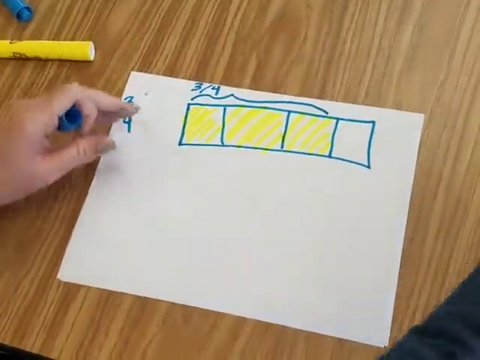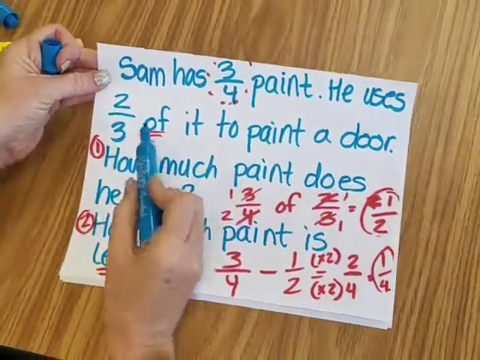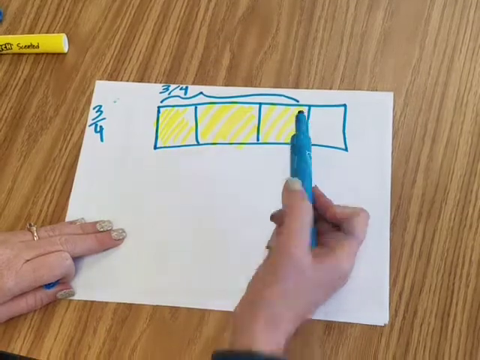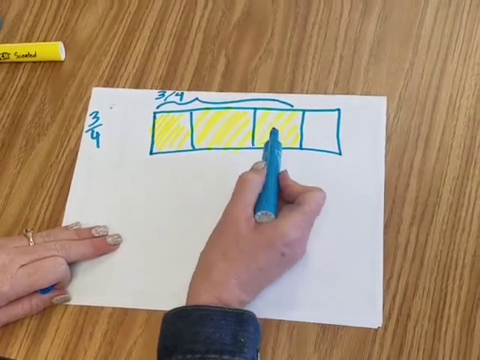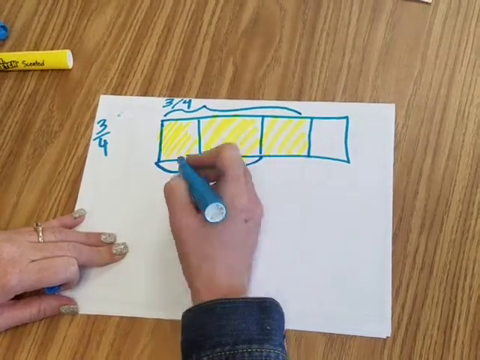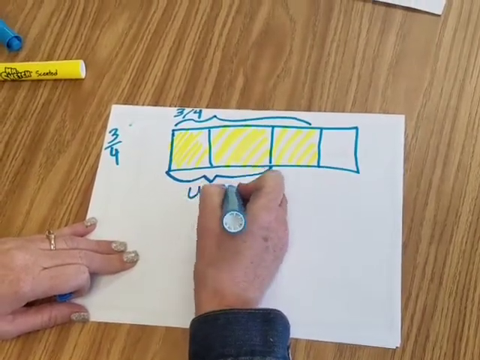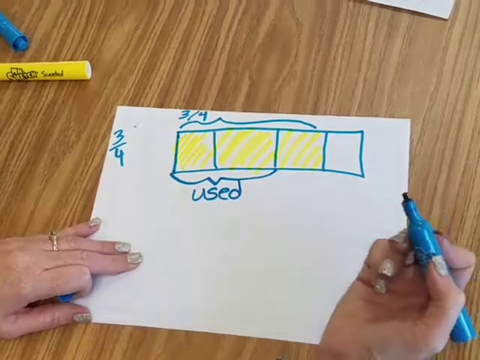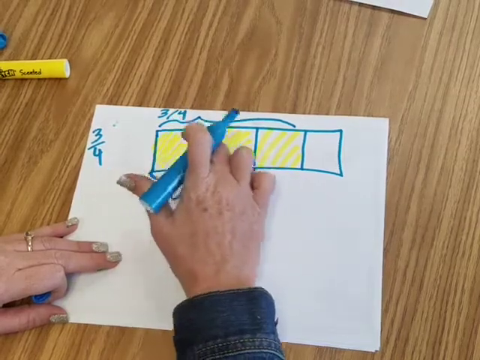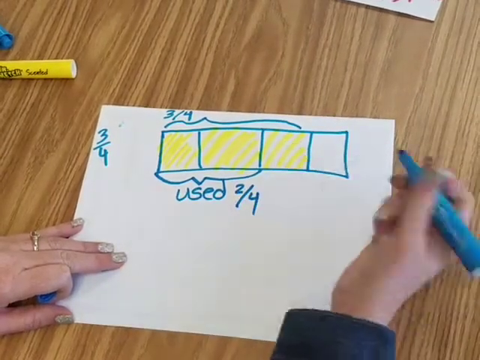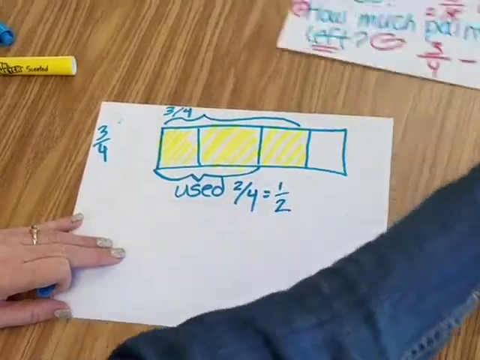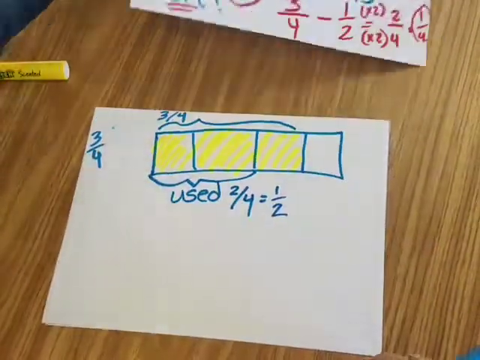But in our original problem, it says that he used 2/3 of it. Well, if this is my 3/4, and if he used 2/3, well, this is 3, and if he used 2 of them, I could say that this is what he used. 2 of the thirds, or another way to say it is 1/2 out of 1, 2, 3, 4, which is simplified to 1/2, which is what we got here when we multiplied.